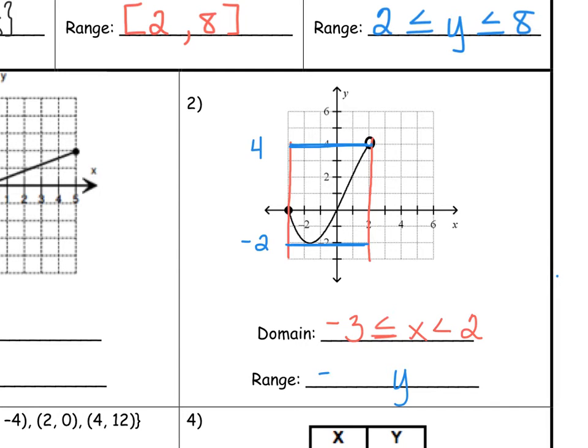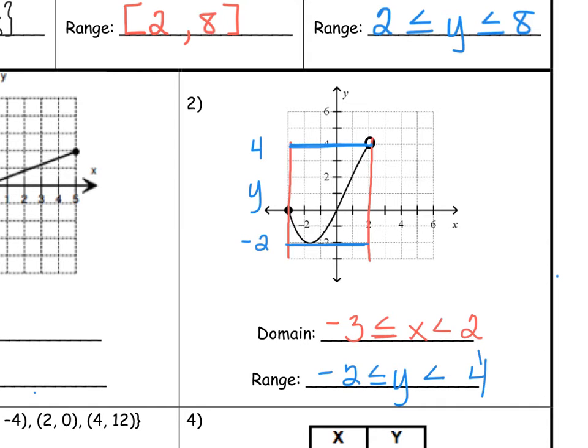So my lowest y value is -2. My highest y value is +4. Again, since this is a closed circle, it's going to be y is greater than or equal to -2. Since this is an open circle, y is going to be less than +4. So these are my y values, and I could do the same thing for my x values.